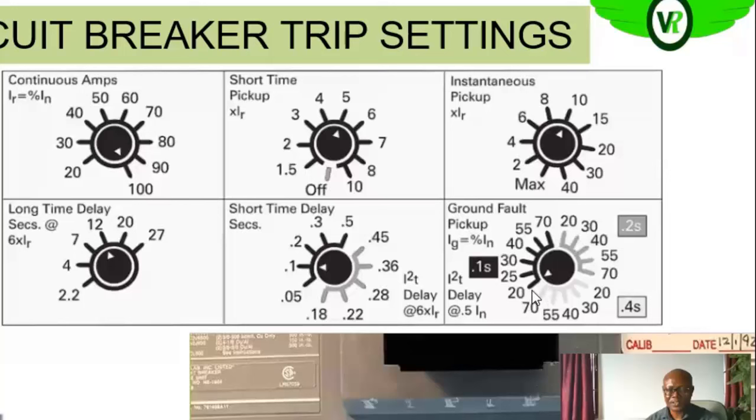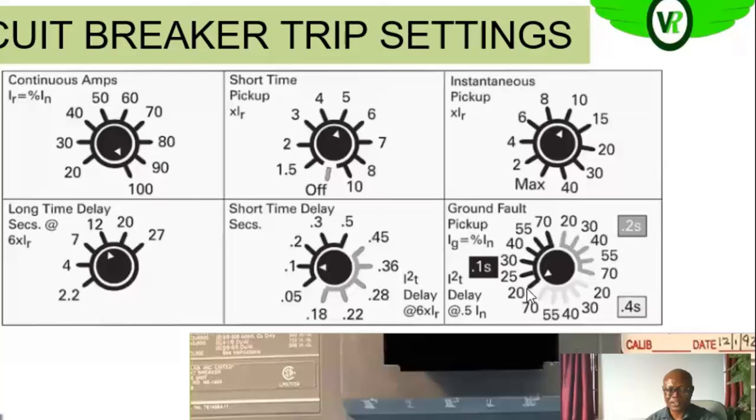You can see the short time pickup of the ground fault. And this is the delay. So anything above that 200 from this setting, you'll see that it will activate the delay and then it will trip off. The amount of time it will delay is about 0.1 second. So after 0.1 second, it is expected that if that ground fault persists, it should trip off.